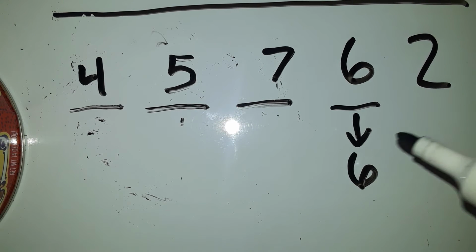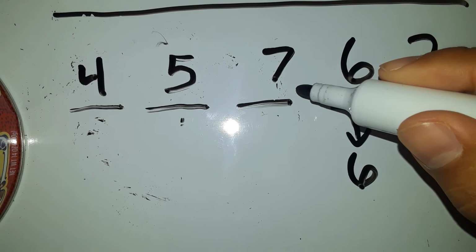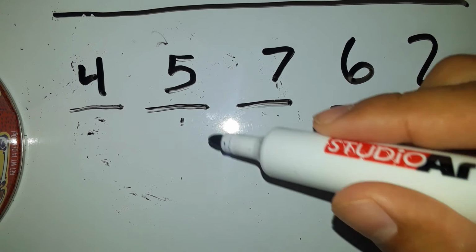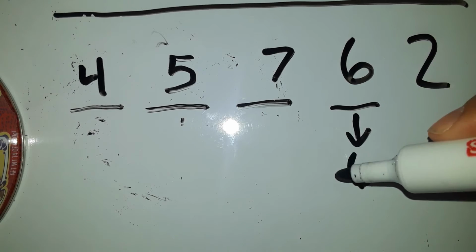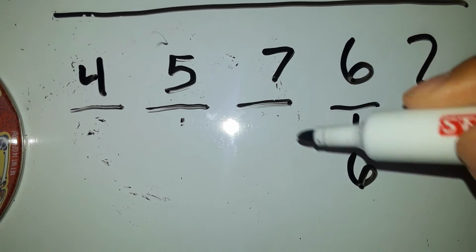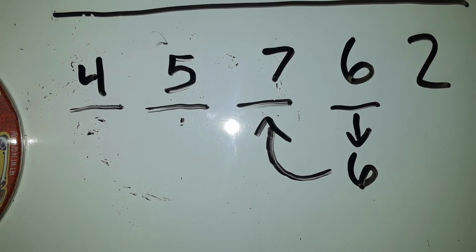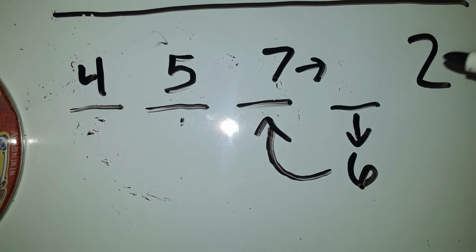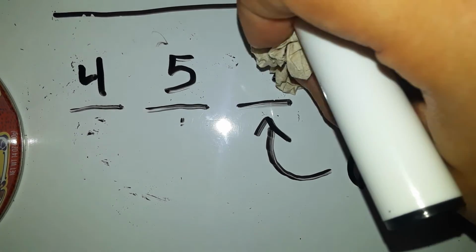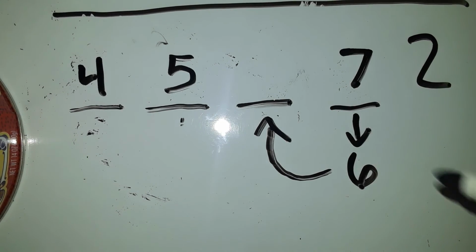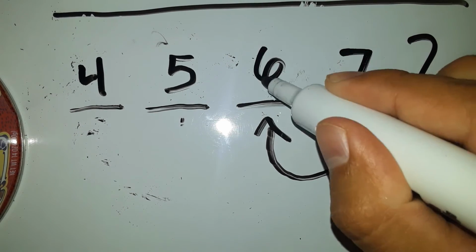6. Is 6 less than 7? It is. Is 6 less than 5? It is not, which means it goes in between the 5 and the 7, so it's going to take this spot right here. Again, we move the 6 out of the way so that the 7 can shift over here. And since this spot is now free, the 6 will take its place here.